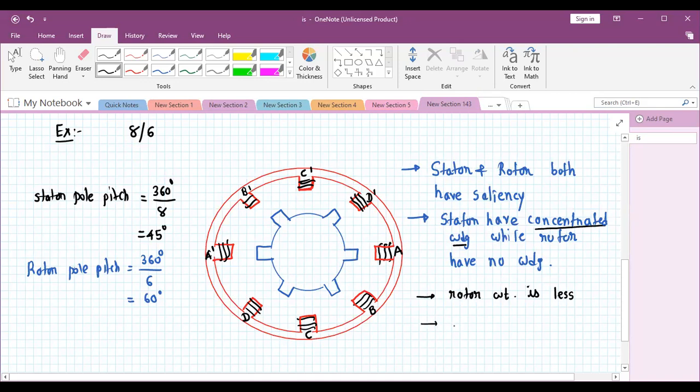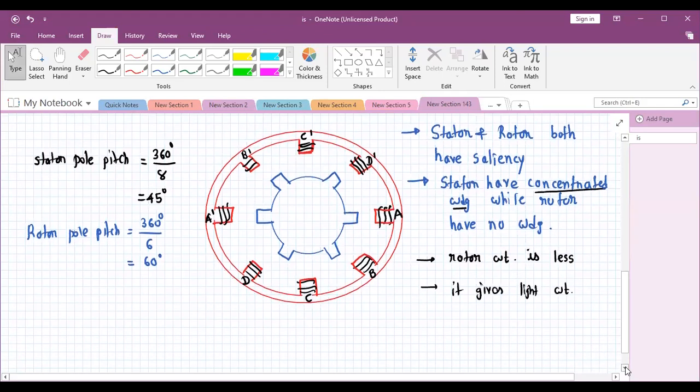So it gives a lightweight machine compared to others, due to the rotor weight being less. So whenever we require a lighter weight in a particular application, we can use this motor. But the drawback is that its control is comparatively complex. Otherwise, if you go for a lighter weight motor, then it is applicable.